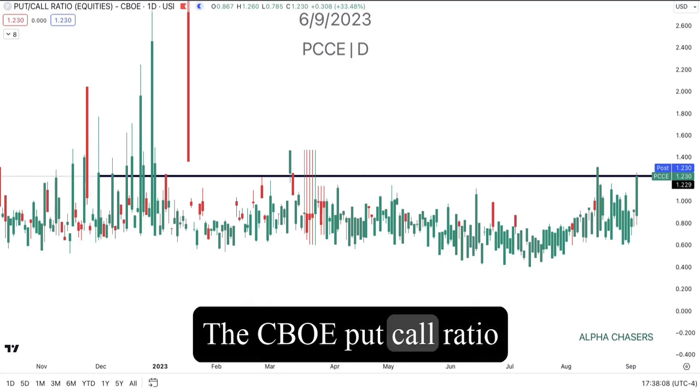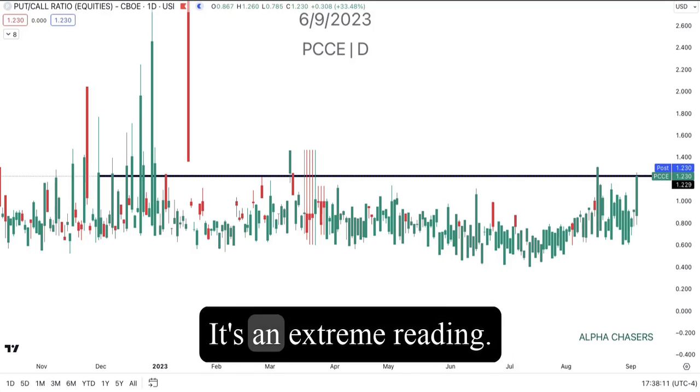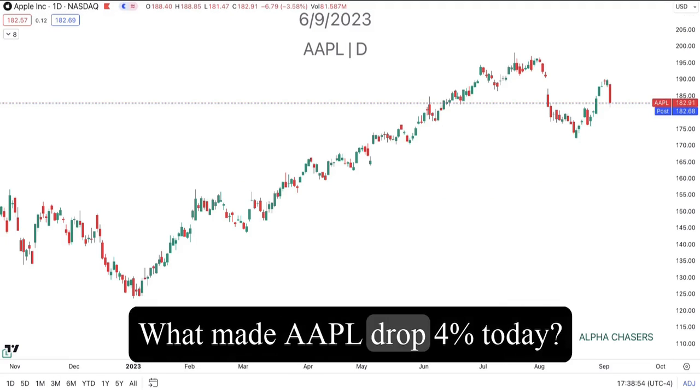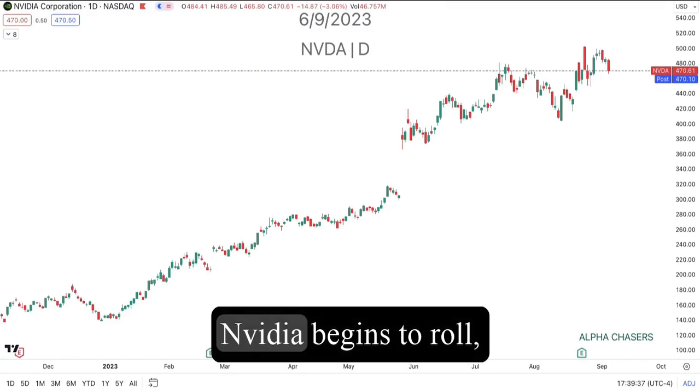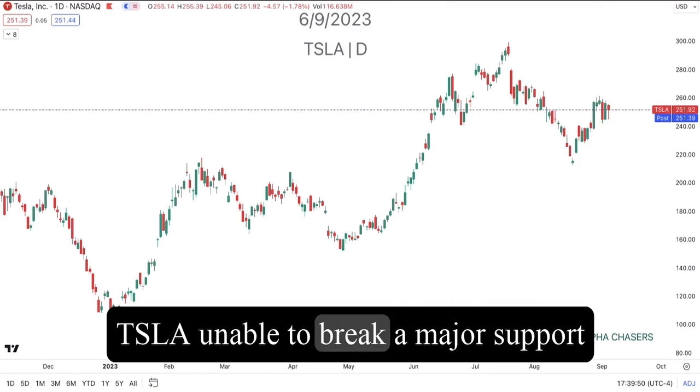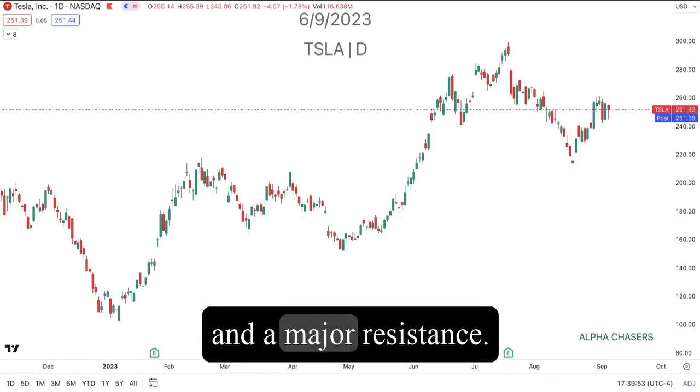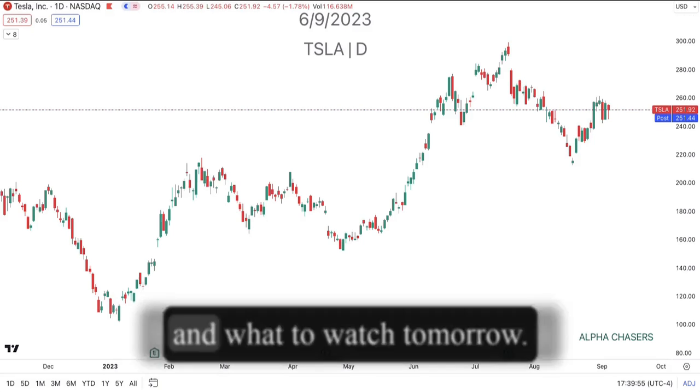The CBOE put call ratio on equities hits an extreme reading. What made it drop 4% today? What do Dell, Intel, and IBM all have in common? NVDA begins to roll, unable to break a major support and a major resistance. We'll show you how it's boxed in and what to watch tomorrow.